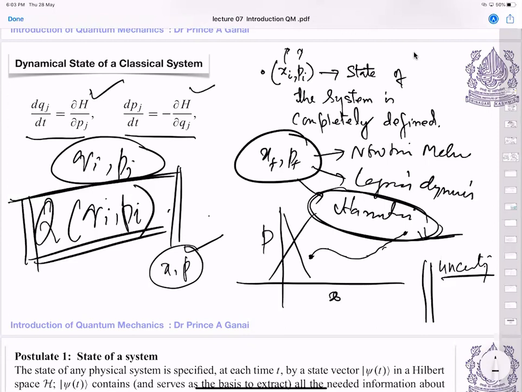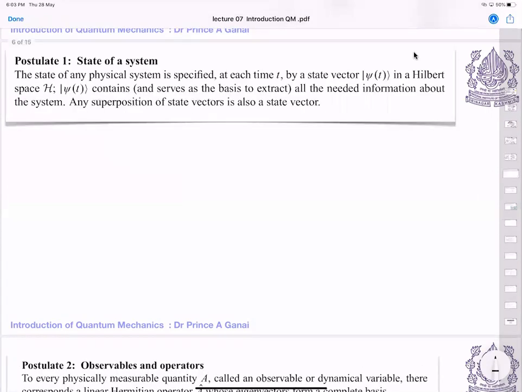The first postulate is the postulate of the state of a system. What does it say? That a quantum mechanical state is defined through a wave function, psi(x,t), right? And this wave function contains all the information about the system. This is our postulate, fine.